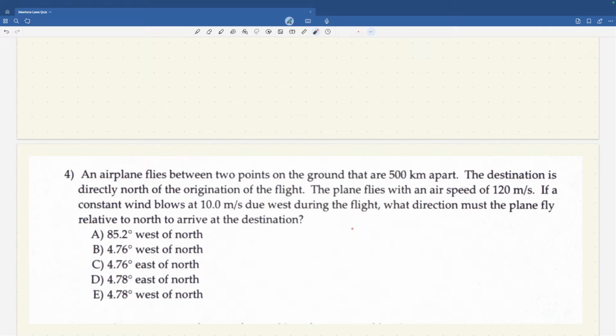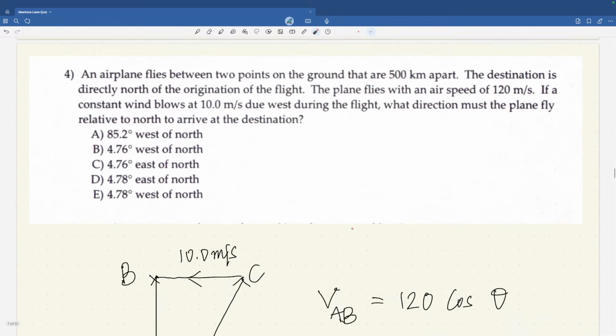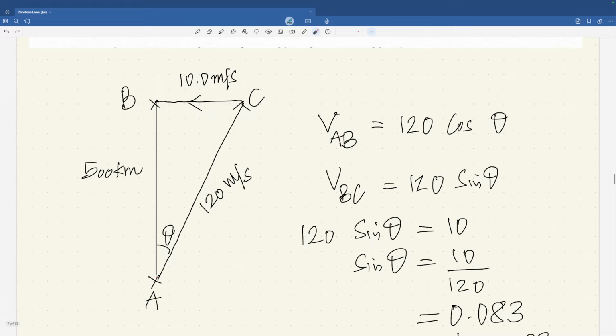So the diagram is important in this case. We see the distance between A and B; the plane is trying to fly from A to B. B is directly north of A. The distance is given as 500 kilometers. We don't even need that distance to figure out this case. Now, this is the wind blowing due west, and that's why the airplane has to go in this direction, so that the combination vector of this velocity with this velocity gives you the velocity along AB. So that's where you have the triangle from.